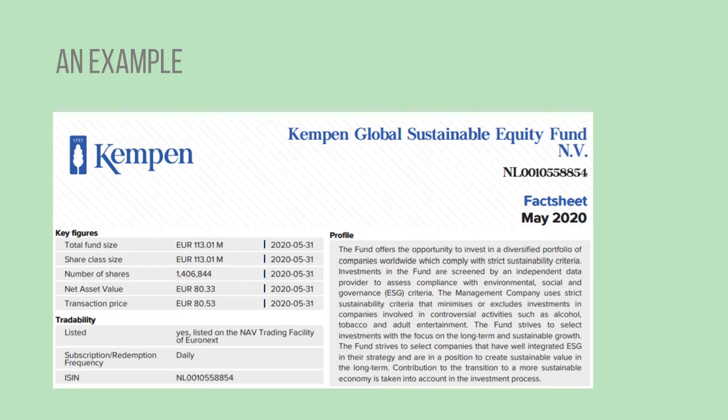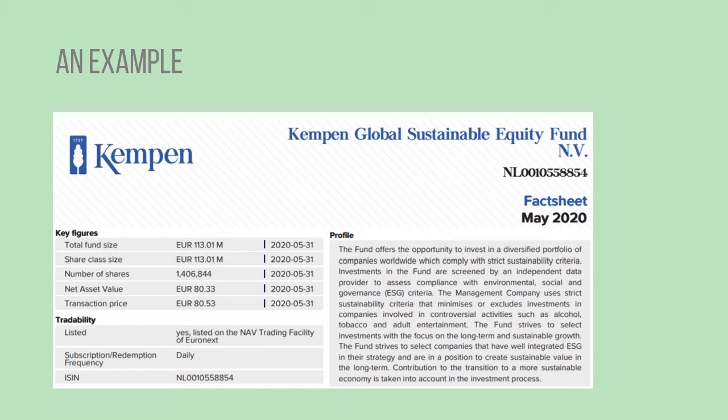Now let's go through an example here, and this is a Dutch mutual fund called Kempen, and they're a fund manager. They have multiple funds, and this particular one is called Kempen Global Sustainable Equity Fund. Now I'm just going to draw your attention to some of the more important things to look for. This is just when you go onto their website, you get what's called a fact sheet. And here it tells you always what the fund does.